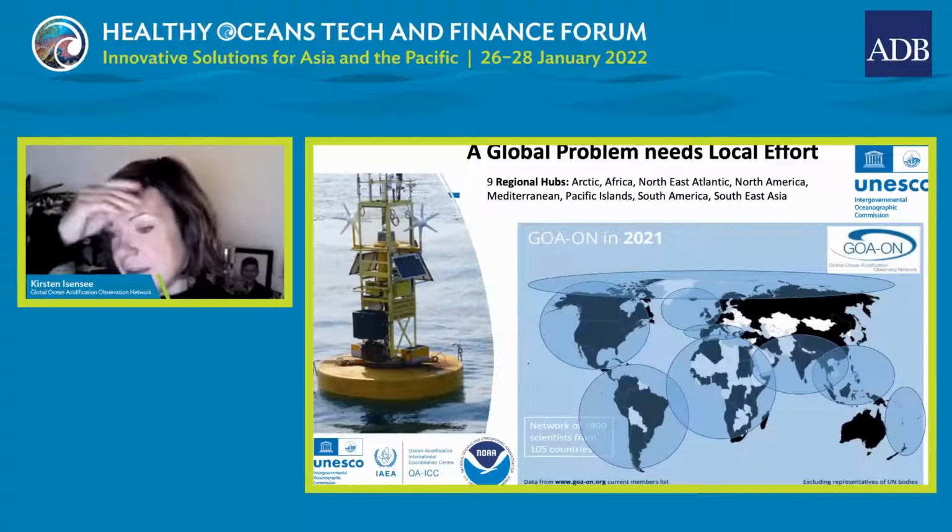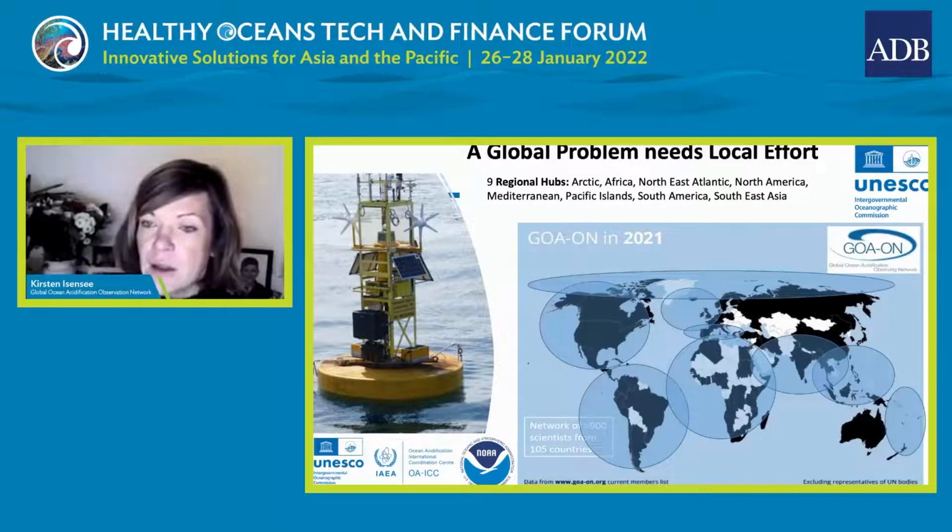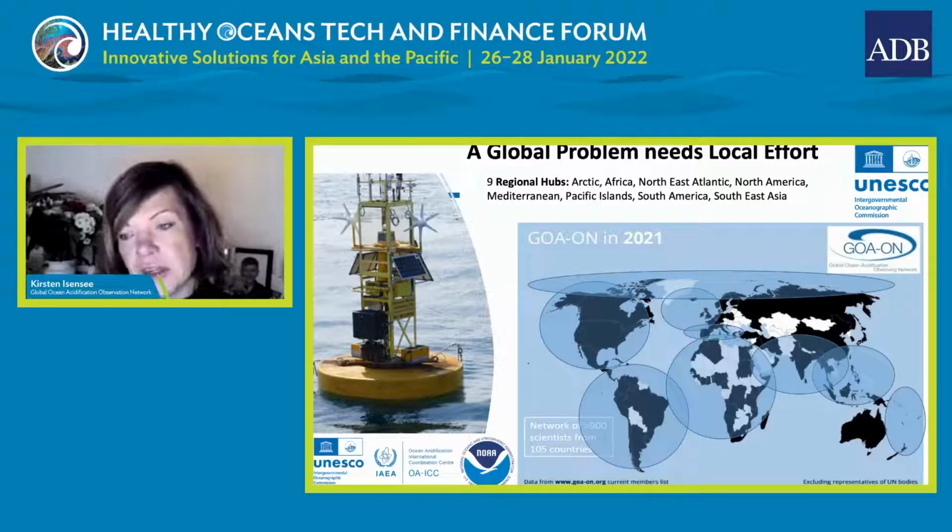And as I said, this is a global problem, but of course, actions are most efficient at regional and national levels. So taking this global effort to regional hubs, GOA-ON right now is a network of more than 900 scientists in 105 countries. And those are organized often, not all, in regional hubs. Right now we have 9 regional hubs, and the latest was just formed here in Southeast Asia. And those regional activities have shown to be extremely efficient because people really engage.